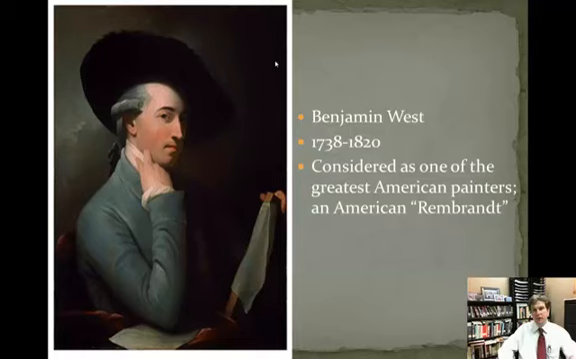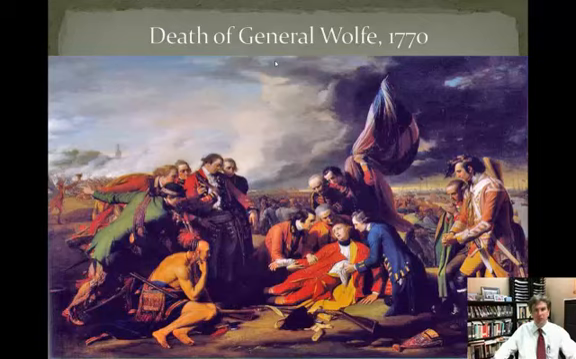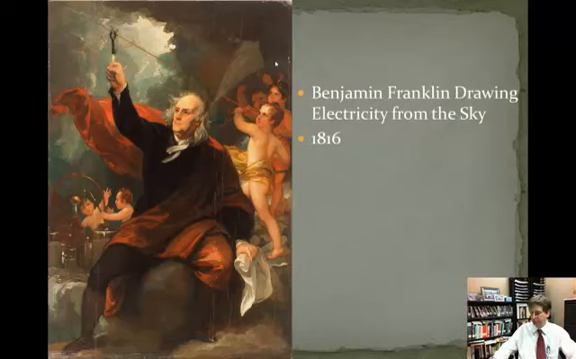Then you had Benjamin West, who was considered as one of the greatest American painters. In fact, at one time was called the American Rembrandt, because he was so prolific and painted such important things in American history. But this is his painting, Death of General Wolfe, painted in 1770. General Wolfe was a British general during the French and Indian War, and it's one of the most famous paintings in American history. He also had this, Benjamin Franklin drawing electricity from the sky, painted that in 1816. So again, here's the American sage, Benjamin Franklin, working on his lightning rod invention.